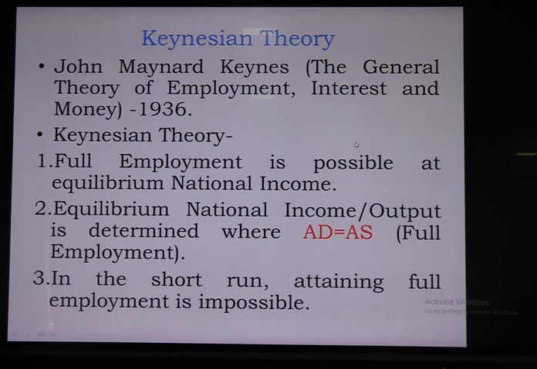In the long run, full employment will happen, but in the short run, full employment is not possible, which means equating aggregate demand with aggregate supply is too difficult. An imbalance may happen. Sometimes aggregate demand will be greater than aggregate supply, sometimes aggregate demand will be less than aggregate supply. Aggregate demand equal to aggregate supply is impossible in the short run. So this is Keynes' theory.